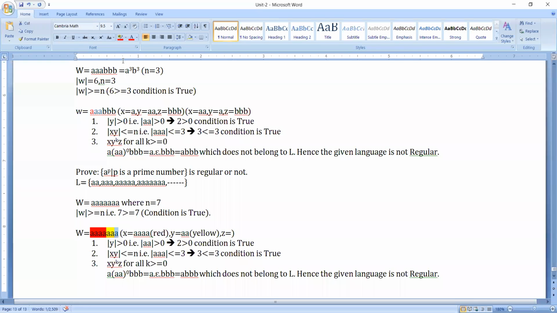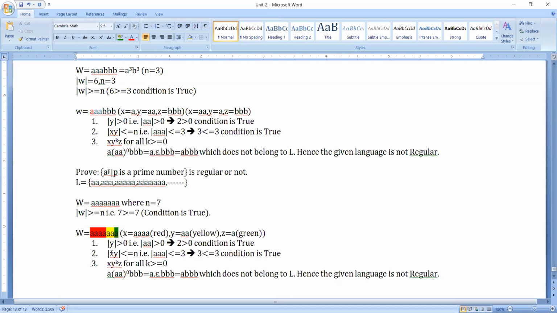Then the third one, z. I am going to take a green color. Z is a single a, which is in green color. So this is the division I have done. If you want, you can do it in other ways also. There are multiple ways where you can divide your string, but I have done the division like this.